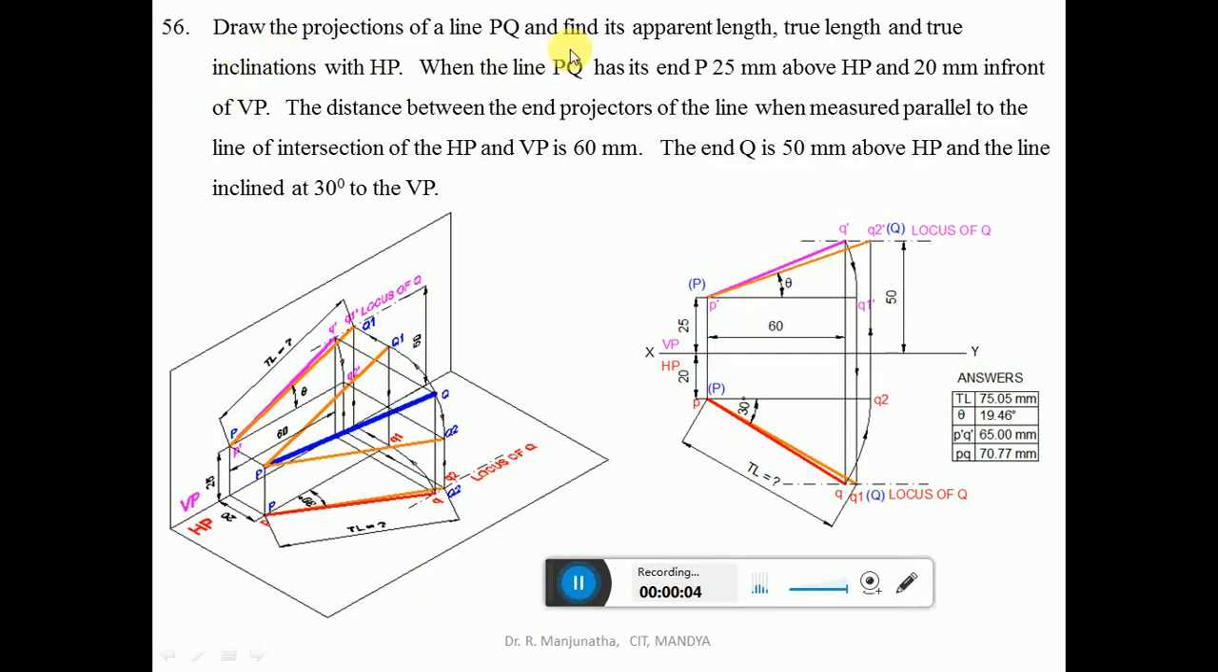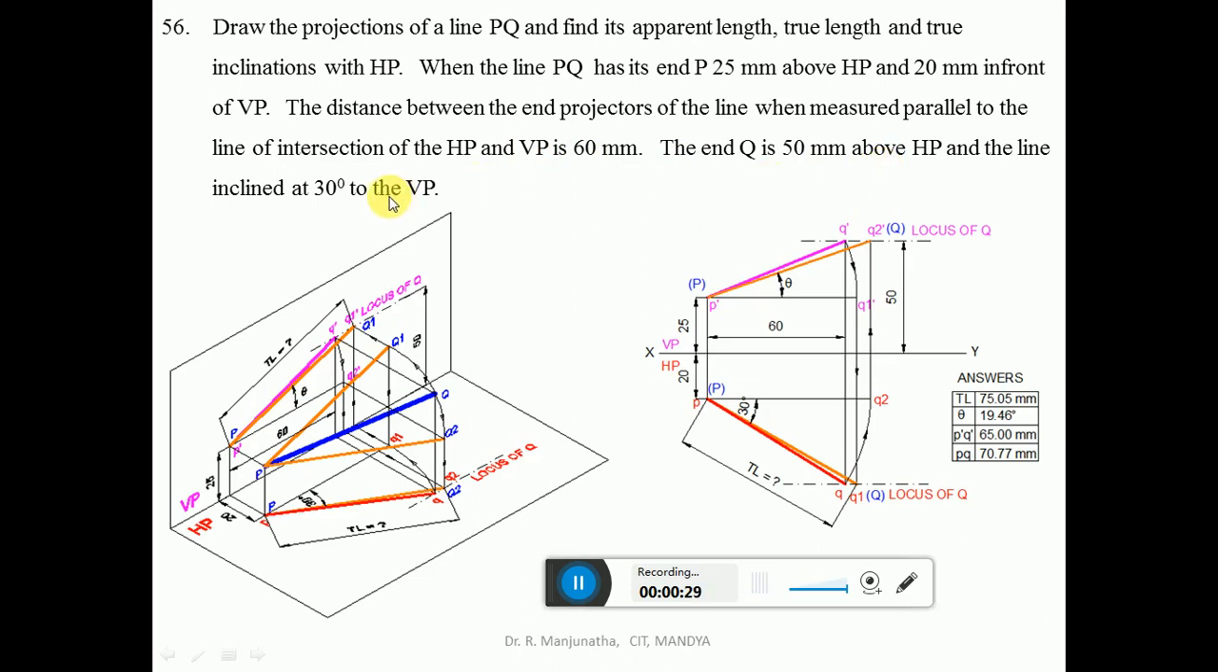Now, draw the projections of a line PQ and find its apparent length, true length and true inclination with HP, when the line PQ has its end P 25 mm above HP and 20 mm in front of VP. The distance between the end projectors of the line, when measured parallel to the line of intersection of HP and VP, is 60 mm. The end Q is 50 mm above HP and the line is inclined at 30 degrees to VP.